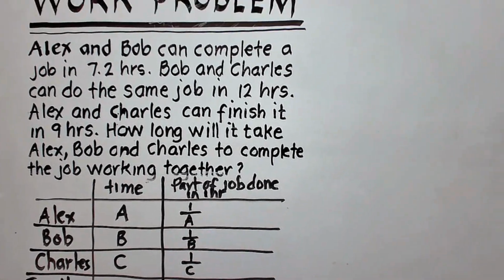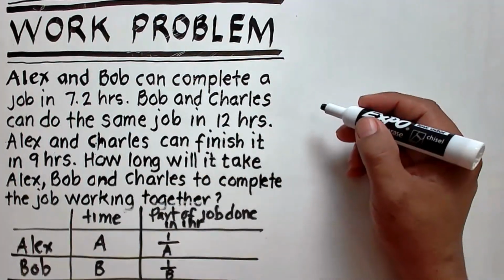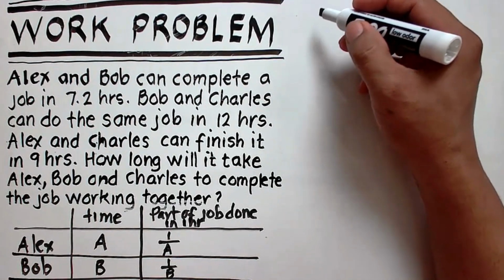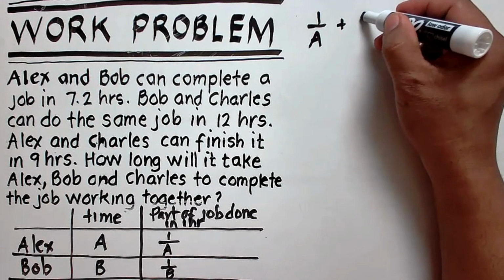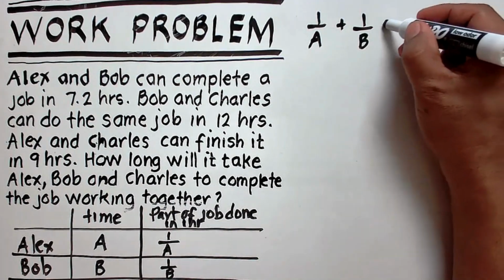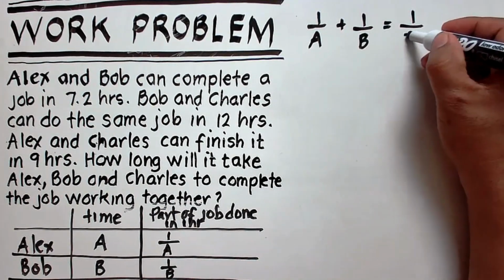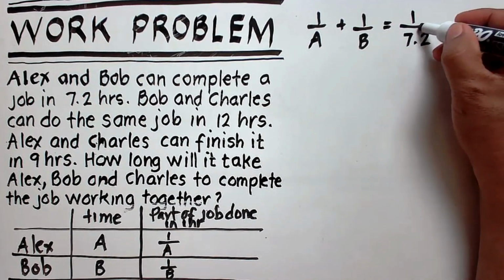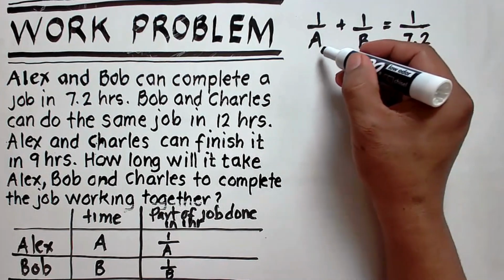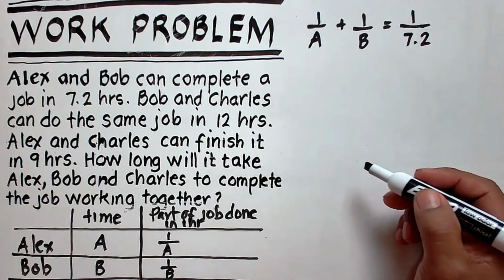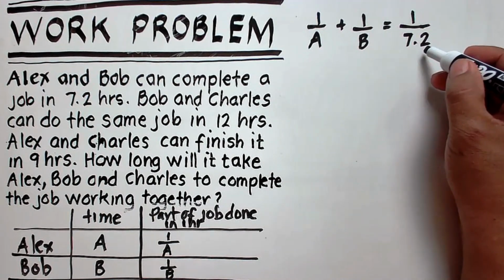So let's form now our equations. Alex and Bob can complete the job in 7.2 hours. So we now write it as 1 over A plus 1 over B, that is equal to 1 over 7.2 hours. So this is the part of the job they can do working together, and that is equal to their individual contributions to the work. But this 7.2 is in decimal.